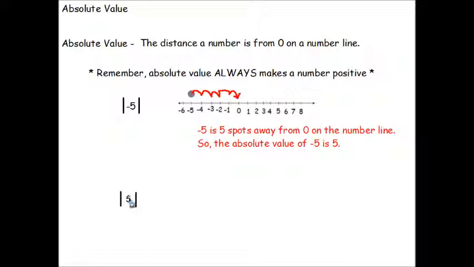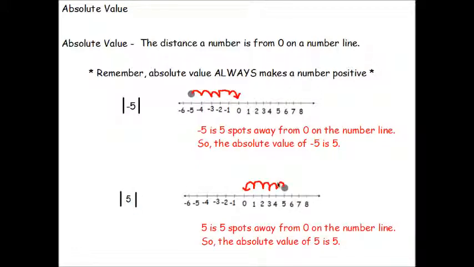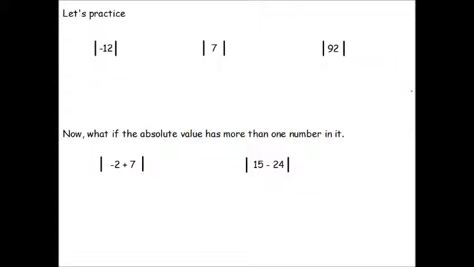Same thing with 5. You would plot it on a number line, count back, 1, 2, 3, 4, 5. So 5 is 5 spots away from 0 on the number line, therefore the absolute value of 5 is 5. So no matter where you are, you just count back to 0 or forward to 0, and that's what your absolute value is. So let's take a look at these. The absolute value of negative 12 is 12, the absolute value of 7 is 7, and the absolute value of 92 is 92. So if you have one number inside, it just makes the number positive.